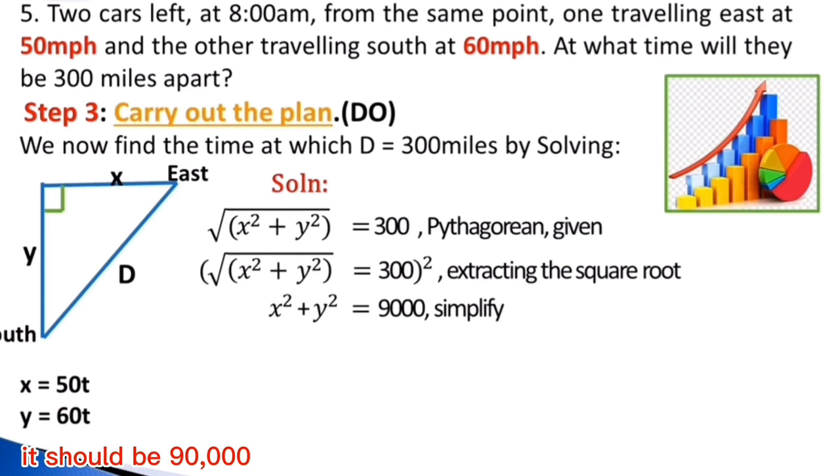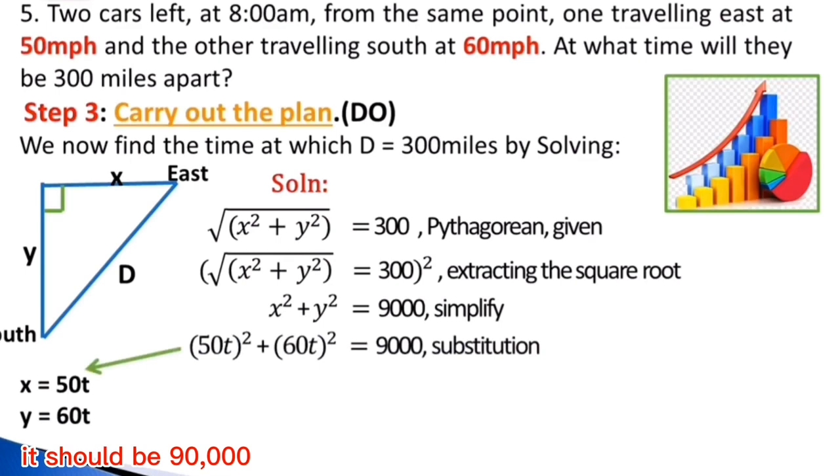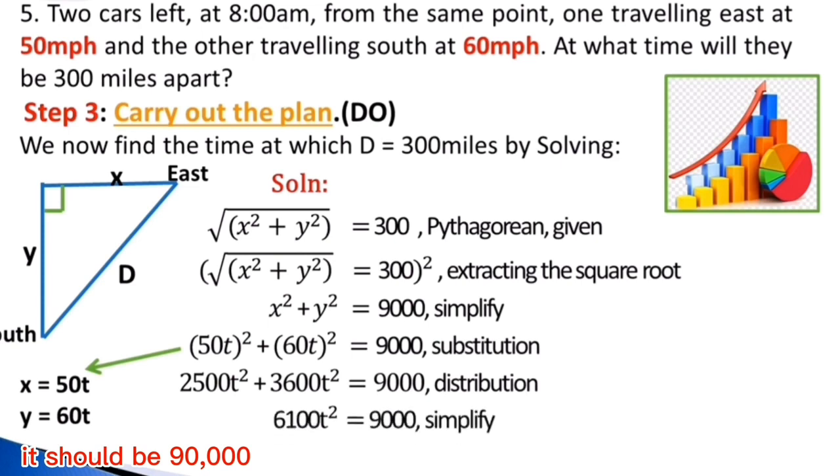Then right after that, we can now use the value of x and the value of y by substitution. Since we know that if we multiply 50 by itself and t by itself, we have 2,500 t squared, as well as 3,600 t squared, retain equal to 9,000. Then since t squared and t squared have the same variable as well as exponent, we can add them. We can simplify them. So it becomes 6,100 t squared.